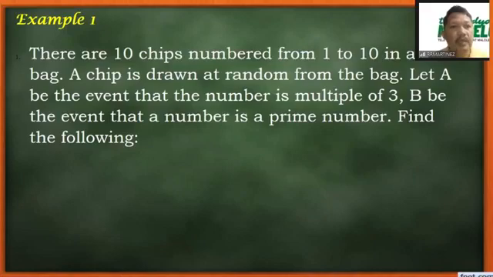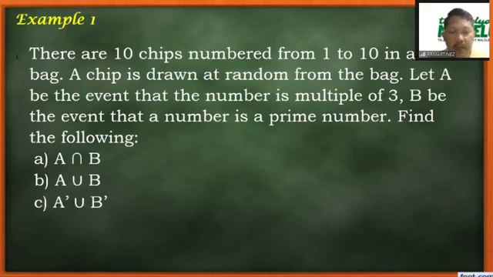Let us proceed. Let us take this given example, class. There are 10 chips numbered from 1 to 10 in a bag. A chip is drawn at random from the bag. Let A be the event that the number is a multiple of 3 and B be the event that the number is a prime number. All you have to do is to find the following: A intersection B, A union B, and letter C, A complement union B complement.